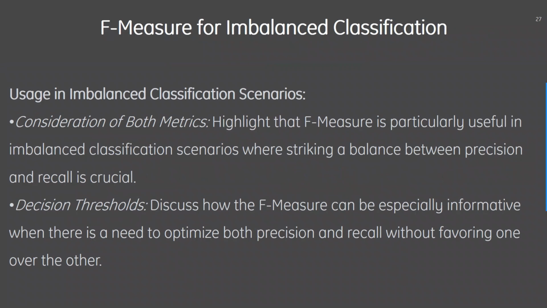Next, we have the usage in imbalanced classification scenarios. Considering both metrics, the F-measure is particularly useful in imbalanced classification scenarios where striking a balance between precision and recall is crucial. On the decision threshold, discuss how the F-measure can be especially informative when there is a need to optimize both precision and recall without favoring one over the other.